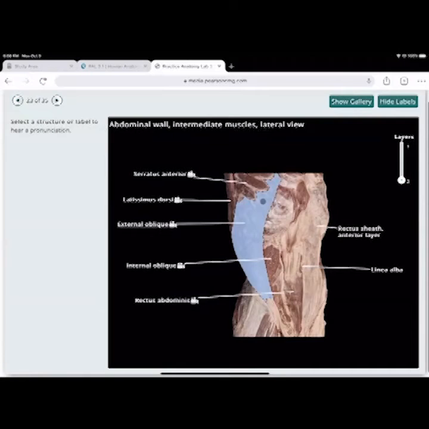Latissimus dorsi are the muscles of the side. Your internal obliques. And your rectus abdominis muscles right there. This is the sheath, the anterior layer, and the linea alba is a line down the center.